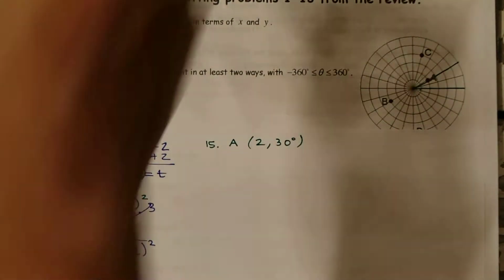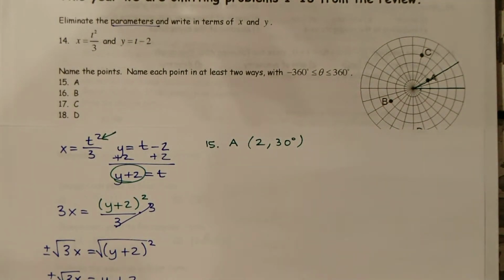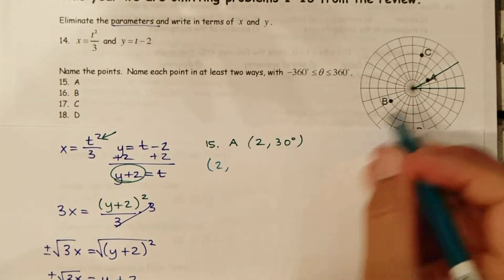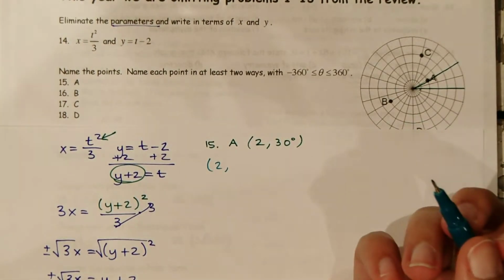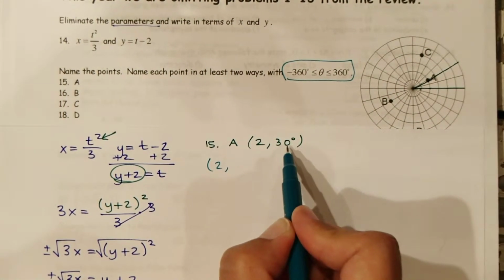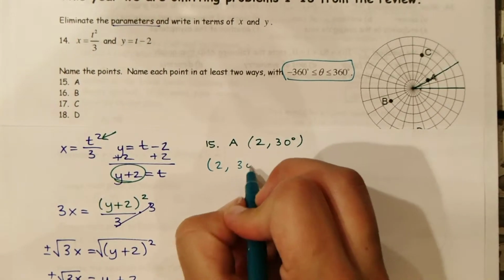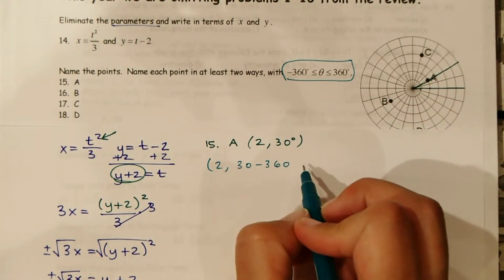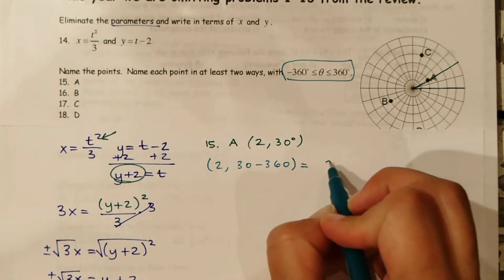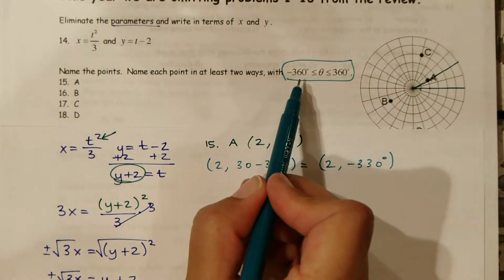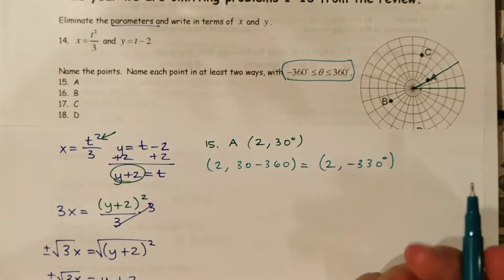So if we're writing this in at least 2 ways, first we can say 2, and then we add or subtract 360. We need to stay within these bounds. So because this is positive, we're going to subtract 360. So we'll say 30 minus 360. That's going to give us this point again by subtracting. And that is going to equal (2, negative 330). And if we look here, this is within our parameters from negative 360 to positive 360.